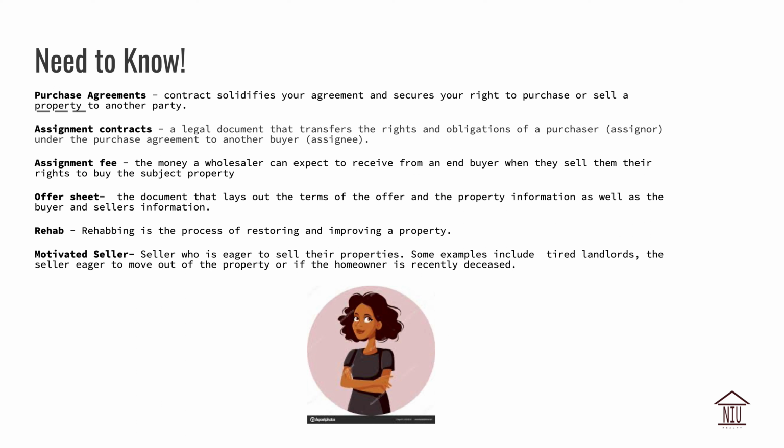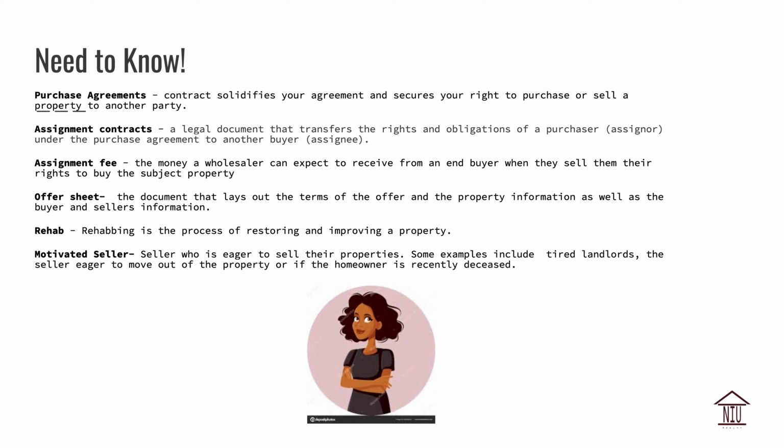These are some of the terms that you need to know. Purchase agreements, assignment contracts, assignment fees, and offer sheets are all things that you're going to need to complete a wholesale deal. Purchase agreements solidify your agreement and secure your right to purchase or sell a property to another party. Assignment contracts are legal documents that transfer the rights and obligations of the purchaser under the purchase agreement to another buyer.